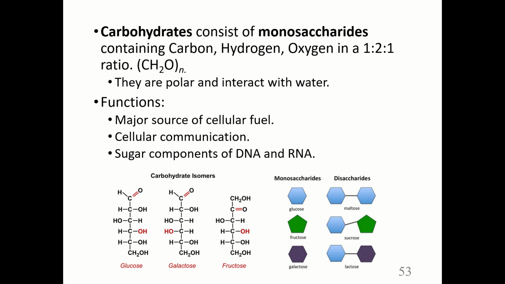The next biological macromolecule is the carbohydrates. Carbohydrates consist of monosaccharides. That means one sugar. Saccharin is sugar and mono is one. So the monomers are called monosaccharides, and they contain carbon, hydrogen, and oxygen in a 1-to-1 ratio. So we'll see it written as like C6H12O6, and that N would be a 6.